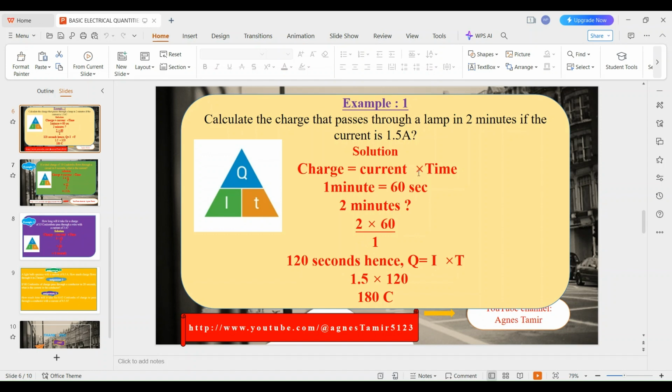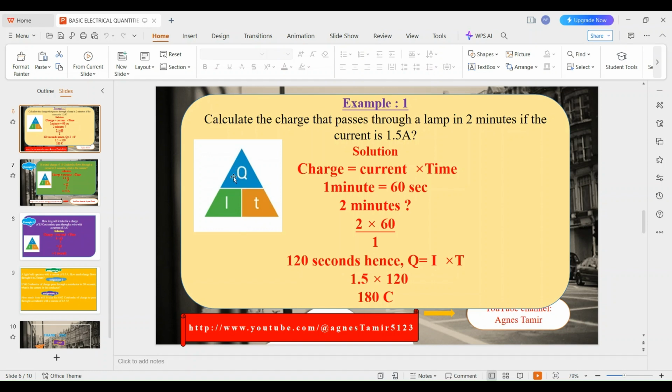Now, we have current as 1.5 amperes and our time as 120 seconds. Now let's determine charge. Remember this triangle here, we have two lines. We have the horizontal line, this one that I'm indicating with the cursor. This one means division. And we have a vertical line here that is dividing current and time. This line means multiplication.